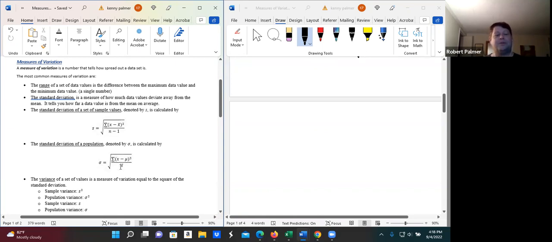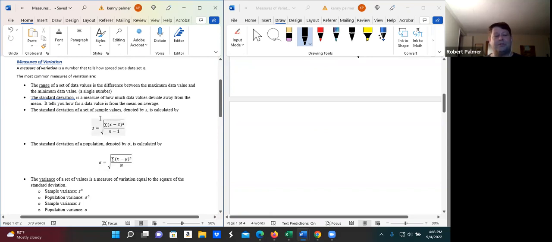Now, the only difference between the two, a sample and a population, is that for a sample you divide by the sample size, small n, minus 1. For the population, you just divide by capital N, which is the entire population size. The reason for this is kind of complicated. It's not really necessary to know.